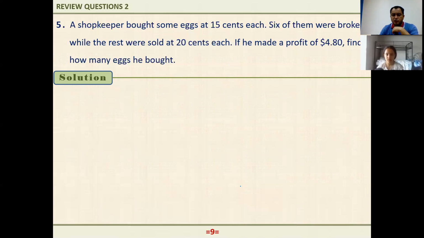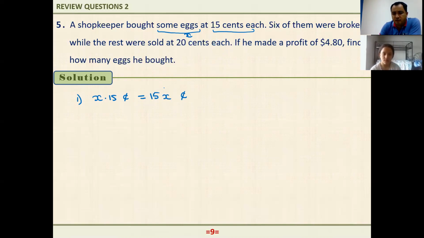okay, what variable should I use and denote what thing here. If you read the first sentence, a shopkeeper bought some eggs. That's a key word. How many eggs? We don't know, right? So let's say the shopkeeper bought X eggs, each at 15 cents. So that means X, each one is 15 cents. Or if you simplify this, that's equal to 15X cents. So she paid this amount for these X eggs.